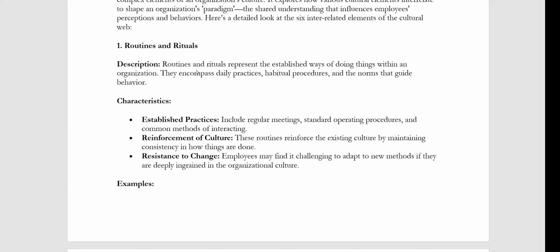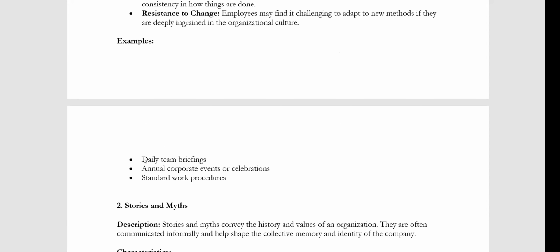So what are the characteristics of rituals and routines? Mostly, we are talking about established practices, including regular meetings, standard operating procedures, and common methods of interacting. These routines reinforce the existing culture by maintaining consistency in how things are done. And employees may find it challenging to adapt to new methods if the rituals and routines they are used to are deeply ingrained in the organizational culture. Examples: daily team briefings, annual corporate events or celebrations, standard work procedures.